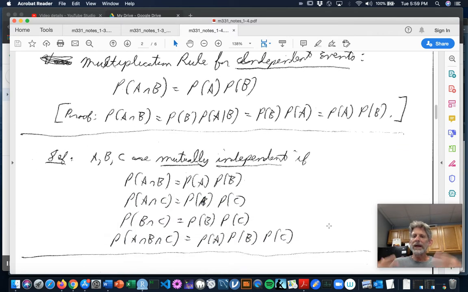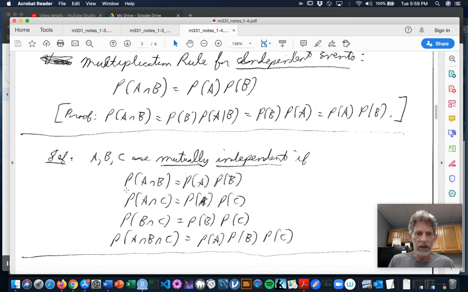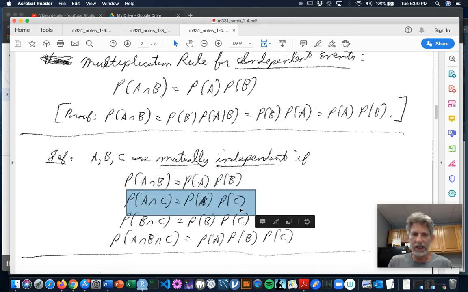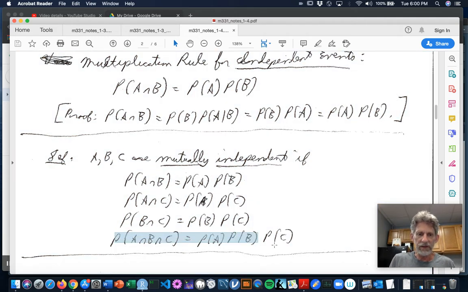Now, we can also talk about independence for more than 2 events at a time. For example, say you have 3 events, A, B, and C. They're said to be mutually independent if this happens, which is the same as saying that A and B are independent; if this happens, which is the same as saying A and C are independent; if this happens, which is the same as saying that B and C are independent; and this last thing happens as well. If all those four things happen, then the three events are said to be mutually independent. And that concept can be extended to a larger number of events.